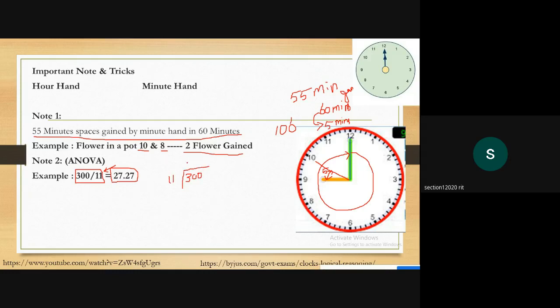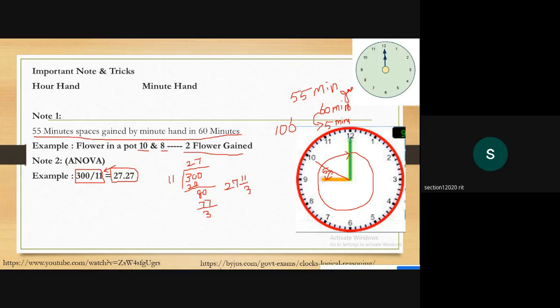For example, here I can say 2 times, so I can write 22. The remainder is 8, so I can write 0. Then 7, I have 77, and the remainder is 0. Okay? So this can be written as 27 3/11.